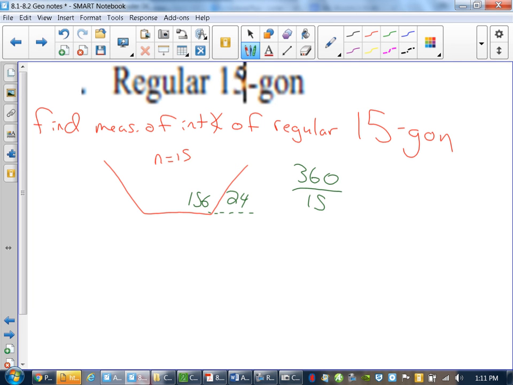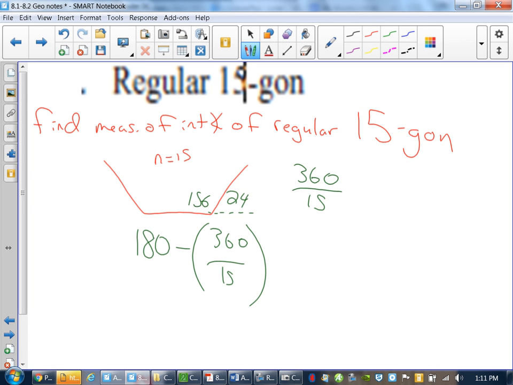Remember, to get the measure of the interior, take 180, subtract that 360 over 15. That's all you're doing. You're working on the outside in. It's always quicker. You can do it either way. It's just a little bit easier to work on the outside in. Okay?